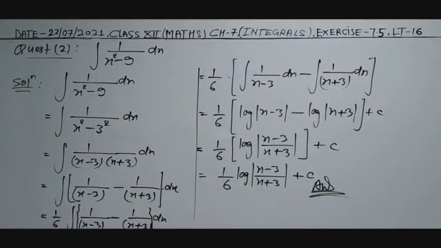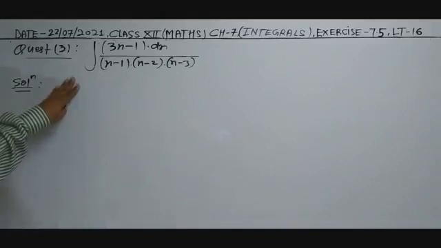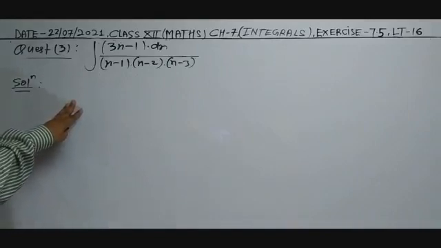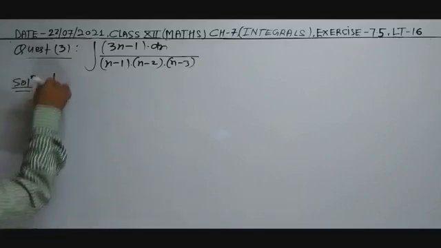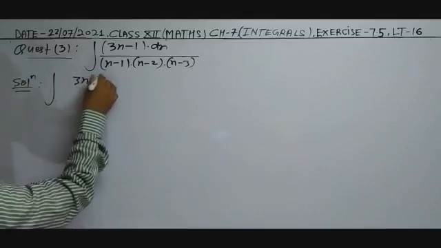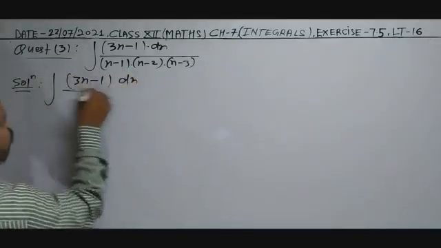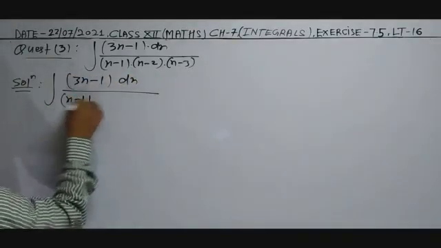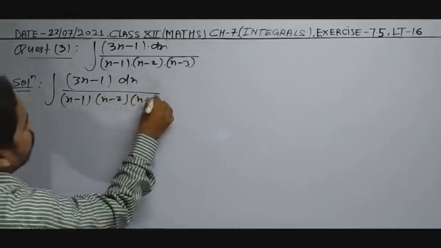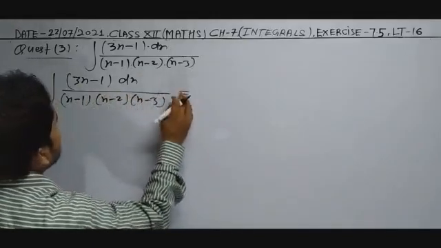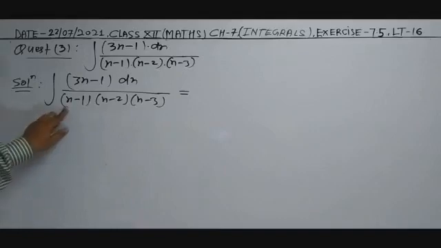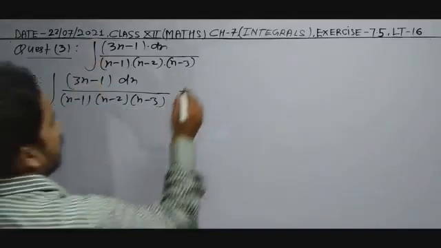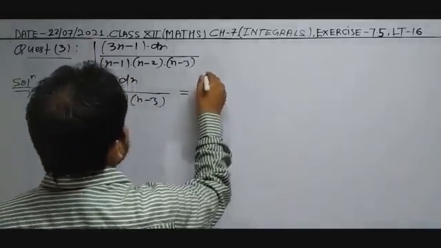Now come to question number 3. Question number 3 is the integration of (3x-1) dx upon (x-1)(x-2)(x-3). Now first of all write the function which I have to integrate. So (3x-1) dx upon (x-1)(x-2)(x-3). Now all three terms in the denominator are linear, so in the numerator there will be a constant. This will be split with a constant.